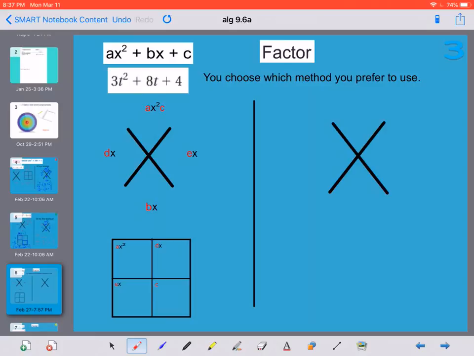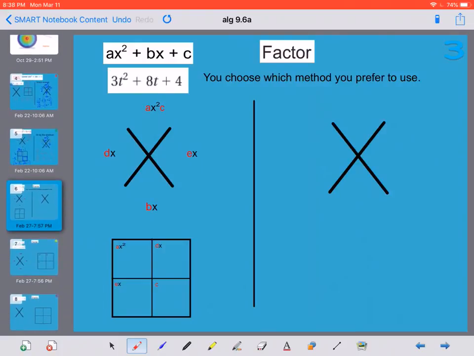Here, you get to choose which method you prefer to use. So I'm going to let you guys decide, and I want you guys to do this one on your own.